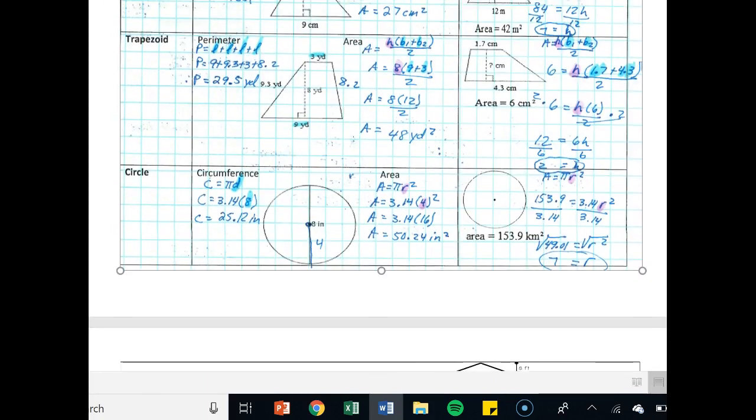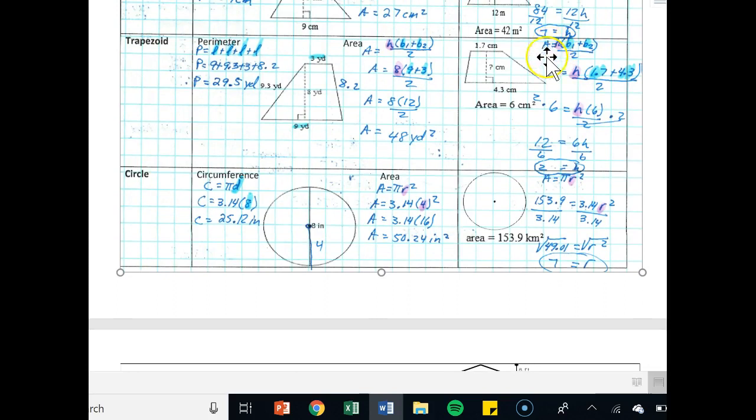For a trapezoid, it becomes even more difficult, right? Your area is 6, you don't know your height, but you know your bases, so you plug them in. When you add your bases together, you get 6. So 6 is equal to h times 6 over 2. Multiply both sides by 2, you get 12 is equal to 6h. Divide both sides by 6, so you get 2.